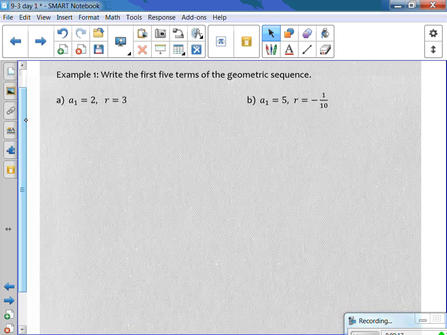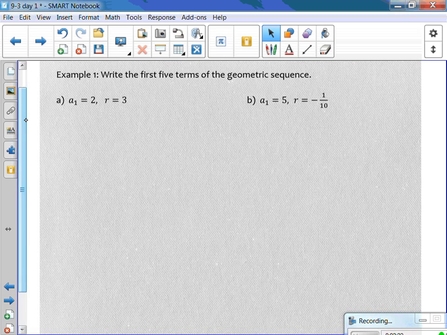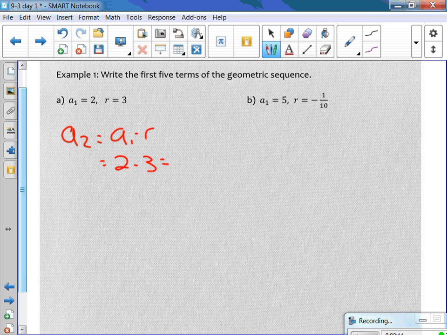So, here we are on the right. We want to write the first 5 terms of the geometric sequence, where A1 is equal to 2 and R is equal to 3. Harrison. A1 is 2. So to get to the A2, what do I do again to get to the next term? I multiply by? 2 times 3. Absolutely. I take that last term and multiply it by my R. So just as you said, 2 times 3 giving us that 6.